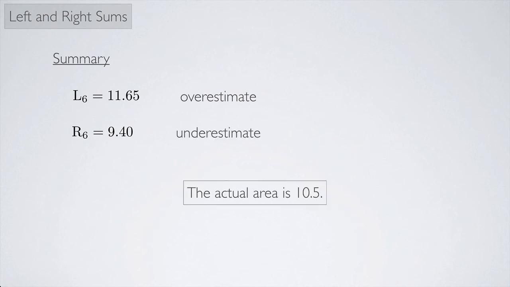Okay, so to summarize, using left endpoints, we had an L6 value of 11.65, and if we looked at the graph there, that was an overestimate. It was over the graph. And R6, which was 9.40, was an underestimate. And so the actual area is 10.5, and that does fall within the range of 9.4 to 11.65. Now, if you wanted to get a better estimate, you could use more rectangles. The more rectangles you use, the narrower that range is going to get for the estimates.